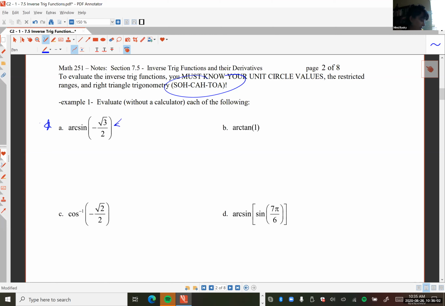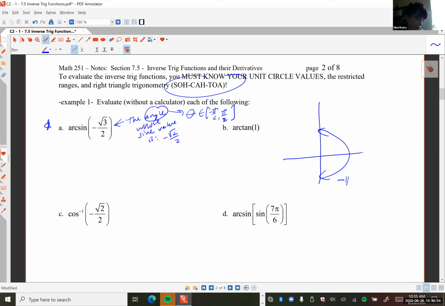In English, this is asking for the angle whose sine value is the square root of 3 over 2. But when they say an angle, it has to be an angle that lies in the range of the sine function. So it has to be somewhere in between negative pi halves and positive pi halves. That's one of those angles.